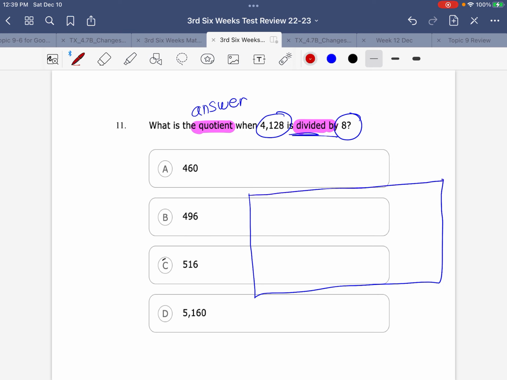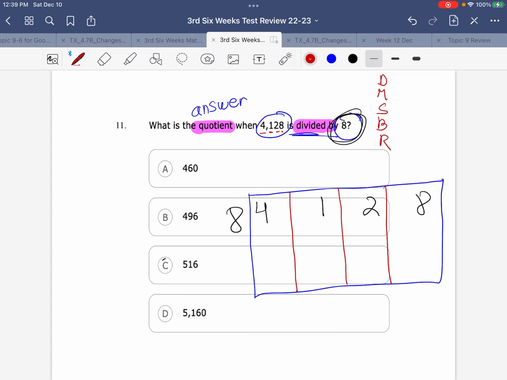Because I have 4 digits in 4,128, I'm making 4 sections. So 1, 2, 3, 4. And I'm going to put each number in a section: 4, 1, 2, 8. And my divisor, the other 8, is going to go on the side. Now I can start dividing. I'll write my steps on the side: divide, multiply, subtract, bring up, repeat. Do I have a multiplication chart here? I do not.